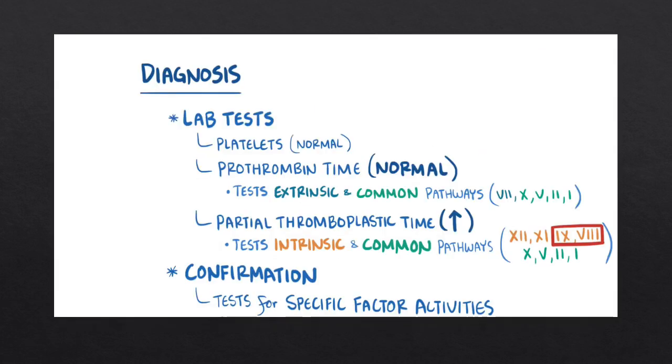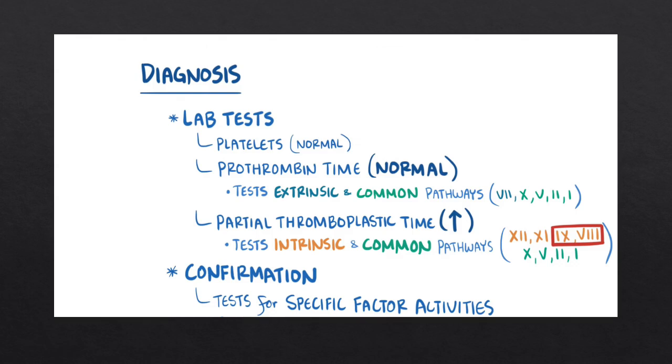Okay, so for the diagnosis of hemophilia, the lab tests, that is the platelets and the prothrombin time, are all going to be normal, because the prothrombin time checks the extrinsic pathway and has nothing to do with factor 8 and 9. But the intrinsic pathway, which involves factor 8 and 9 for the activation of factor 10A, is going to be abnormal. So partial thromboplastin time is going to be affected.